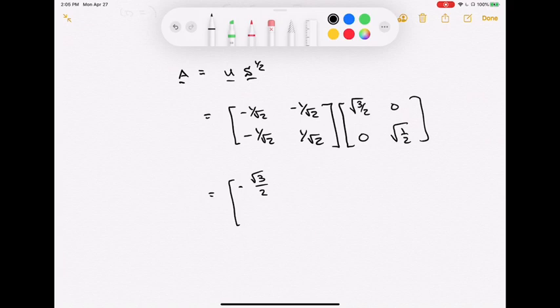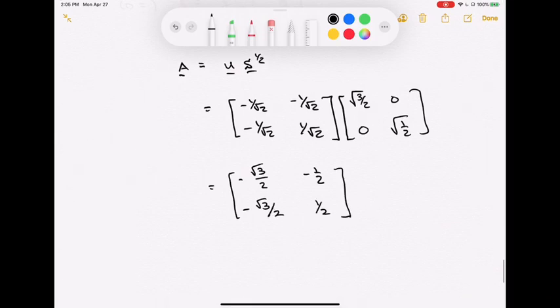Same sort of way, if I figure out the next one, it's going to be a value minus 1/2, because I just get minus 1 over root 2 times 1 over root 2. So the root 2's will multiply together to just give me a 2. The next one down, I use the second row of A times the first column of S, and I'm going to get a minus root 3 over 2, and the last one I'm going to get is a 1/2. So there's my value of A.